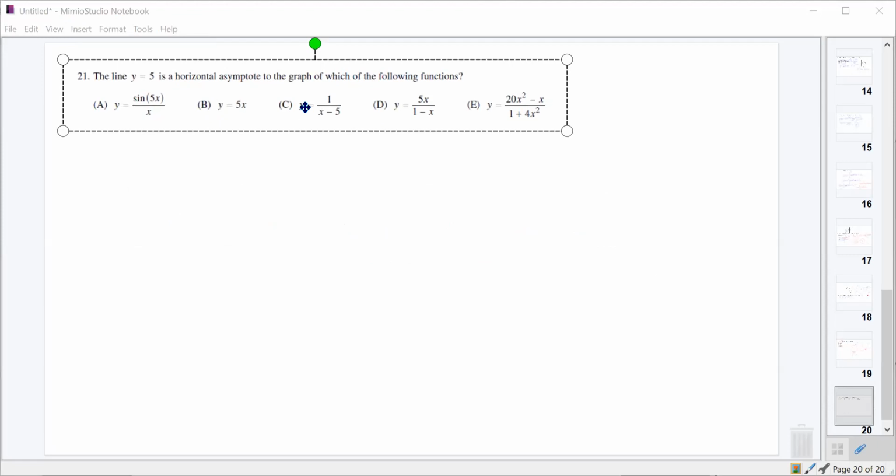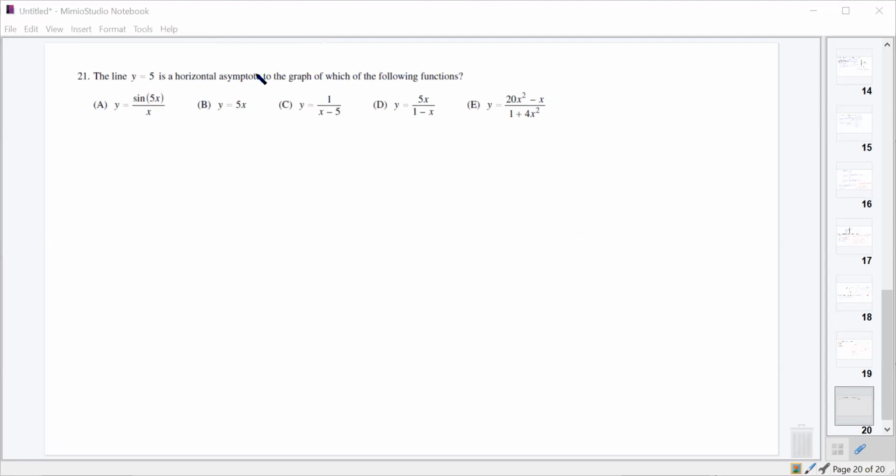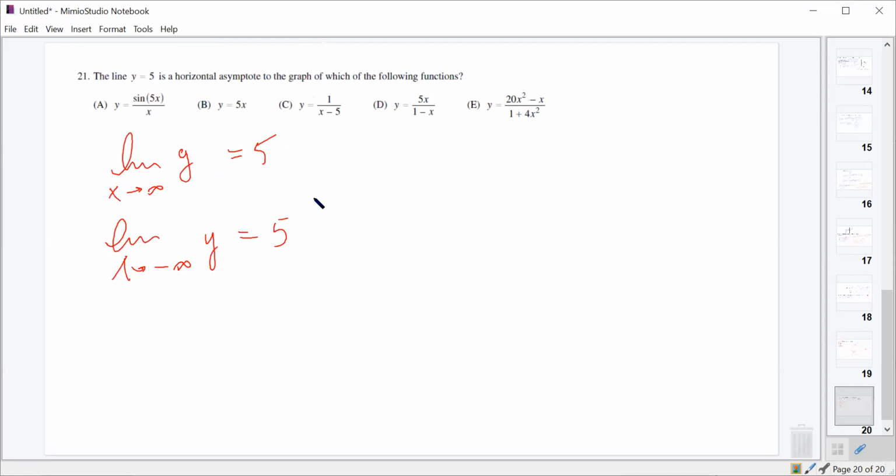All right, so number 21, we got y equals 5 as a horizontal asymptote to which of the following functions? So if y equals 5 is a horizontal asymptote, that tells us that either the limit as x approaches infinity of y is 5, or that the limit as x approaches negative infinity of y is 5. So we can look at each of these, and some of these are easy to tell, like obviously choice B, well, that doesn't have a horizontal asymptote, just a linear equation.